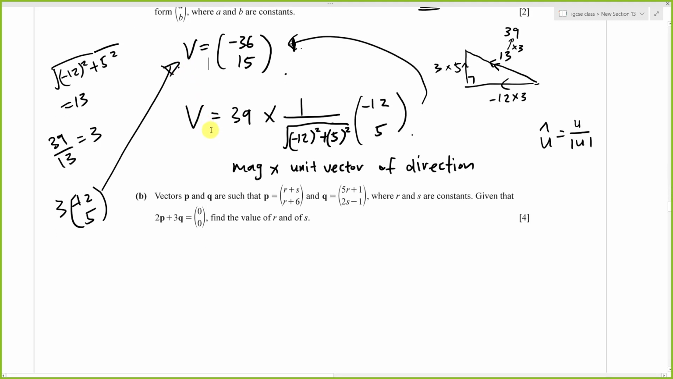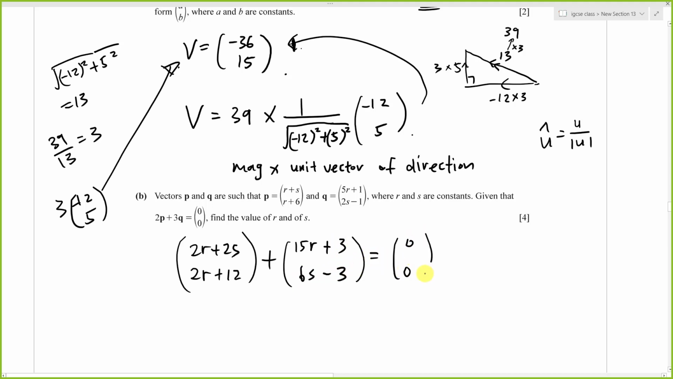Okay, so vectors P and Q are in this form, where R and S are constants. Given that 2P plus 3Q is (0, 0), find R and S. This one is just multiplication now. I will multiply 2 into the P here, so I have 2R plus 2S, 2R plus 12. And then for 3Q, I multiply 3 into the Q here. So I have 15R plus 3, 6s minus 3, equals (0, 0).